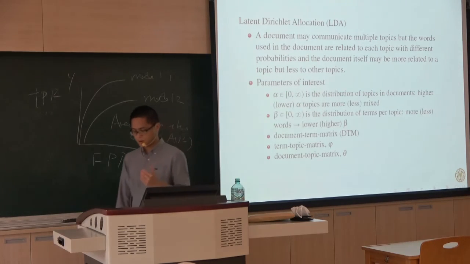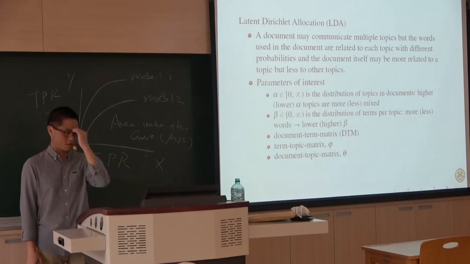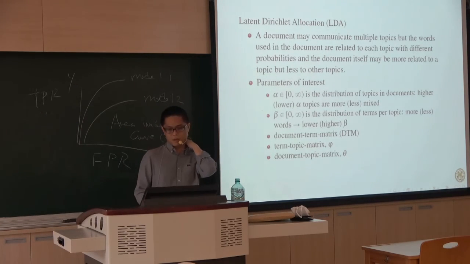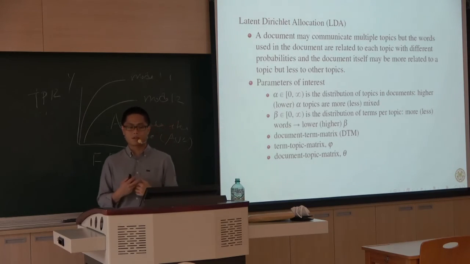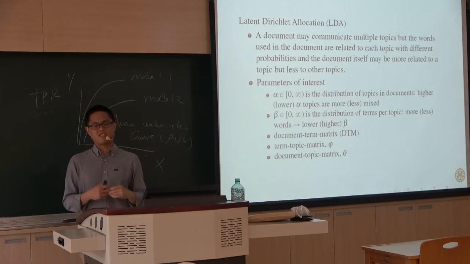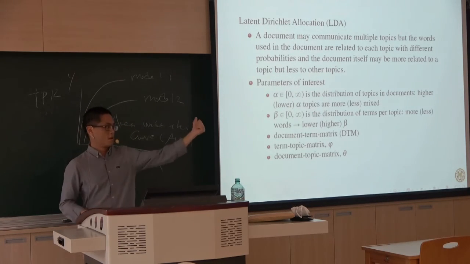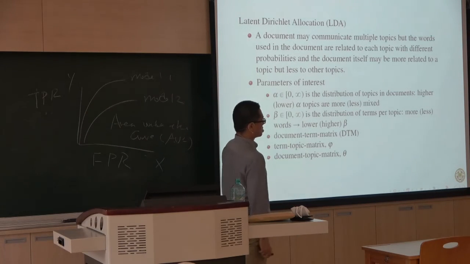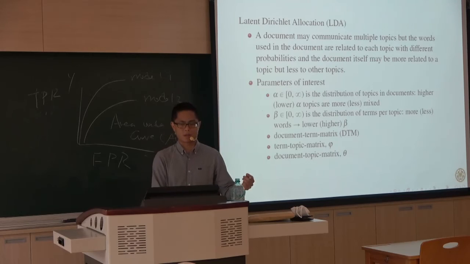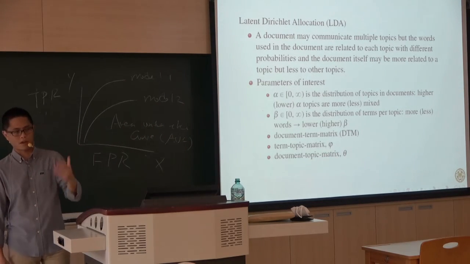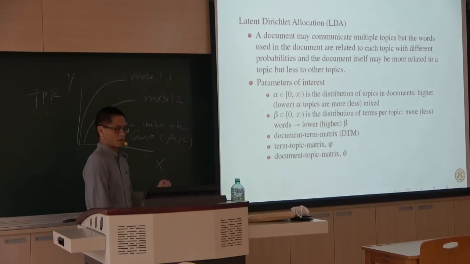And our current workhorse model is the latent Dirichlet allocation, abbreviated as LDA. The document may, of course, communicate multiple topics, but the words used in the document are related to each topic with different probability, so that they share mixed membership. So that's what the LDA is. It's a mixed membership generative model, right? So that each word is related to a different topic. Each document can also contain different topics with different probability.